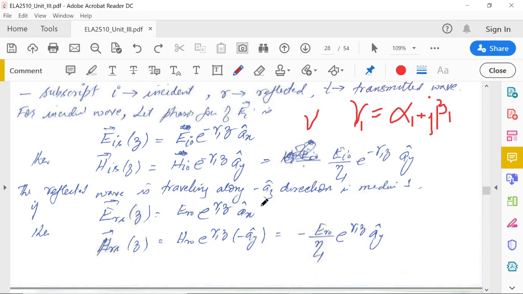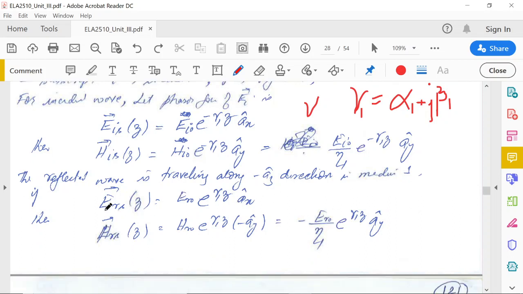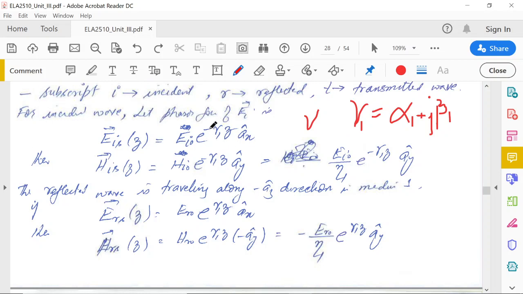The reflected wave is traveling along the minus z axis. So in this case, ERS is here. If this is plus, it means you are moving in the negative z direction. If it is minus, it means the wave is moving in the positive z direction. So the minus sign is omitted here. It means the wave is traveling in the negative z direction. And the direction of the electric field is the same as AX, what we have assumed, and ERO is another constant. This constant will be different because some part will be reflected. So ERO will be some part of the EI naught. So we denote it with ERO.